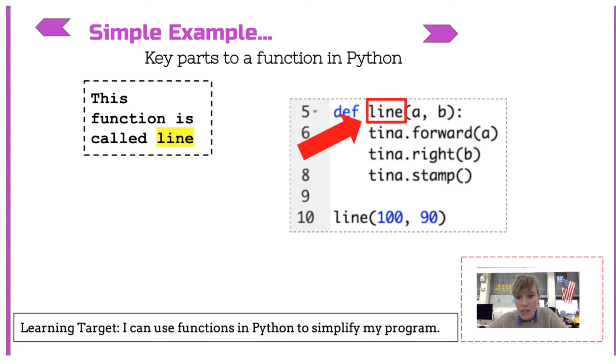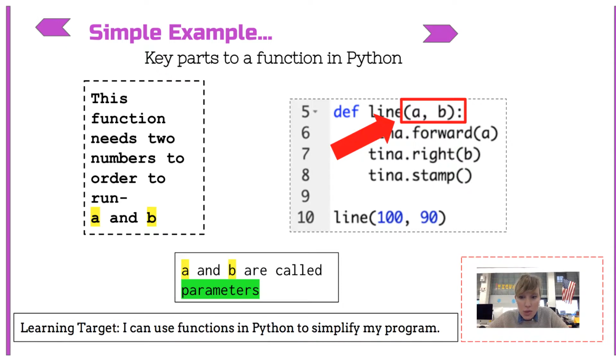The word that comes next, there's a space in between, and the word that comes next is the name of the function. You can name it anything you want, but it's going to follow the same naming guidelines as a variable. You can't start with a number. You can't have spaces in it. You can have a number inside of it, just can't start with one. And there can't be spaces, but you can use underscore to separate words, okay?